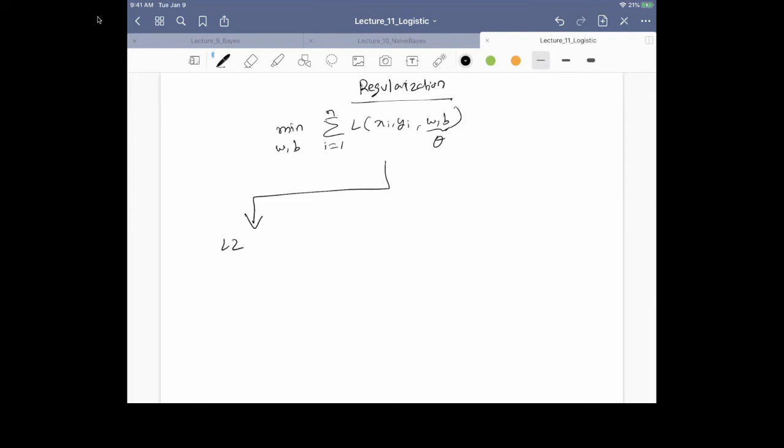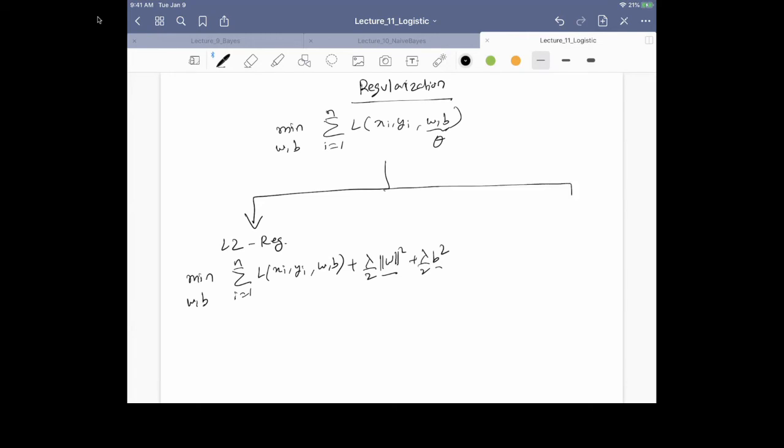So this is L2 regularization. What happens here is that I do min over w comma b of the sum over i from 1 to n of L of xi comma yi comma w comma b, plus lambda by 2 w square plus lambda by 2 b square. So here I'm actually using the squared L2 distance as my regularization.